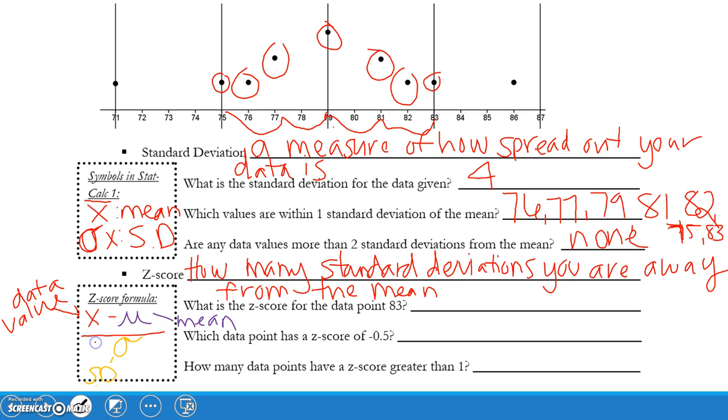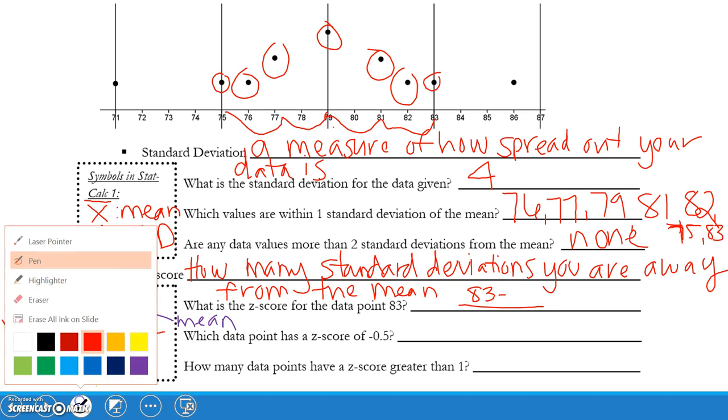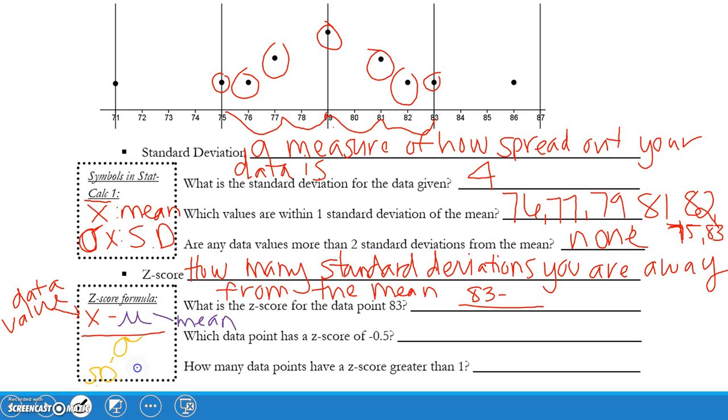Right. So when I say what is the z-score for the data point 83, what I do is I take the 83, I subtract the mean, and the mean in this case was 79. We found that in the last slide, and you divide by the standard deviation, which we found is 4. So then you can put that in your calculator or just use your brain. 83 minus 79 is 4. 4 over 4 is 1. And sure enough, if you would look at the graph up there, 83 is right here, and that is right on the line, and that is 1 away.